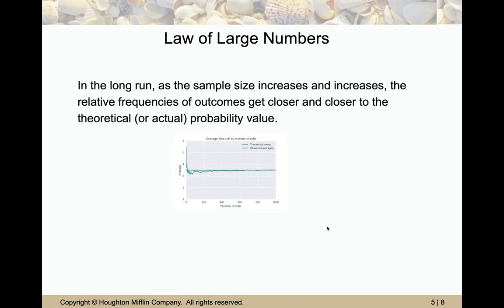Okay, so like I said, the bridge between experimental probability and theoretical probability is repeating the experiment over and over and over, thousands of times. So this is called the law of large numbers. In the long run, as the sample size increases and increases, the relative frequencies of outcomes get closer and closer to the theoretical or actual probability value.